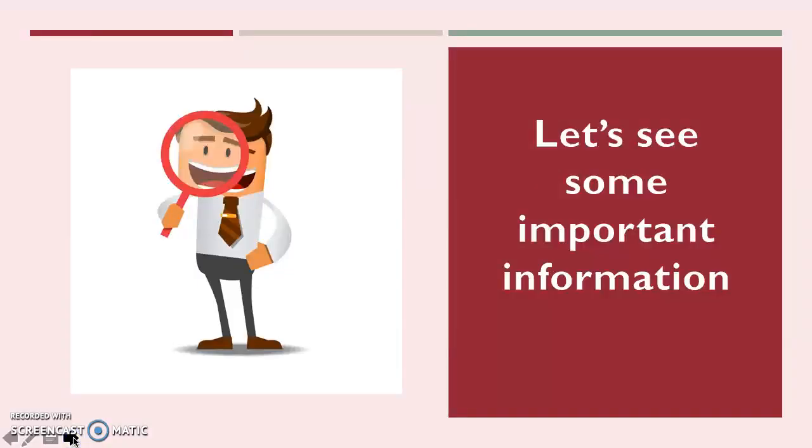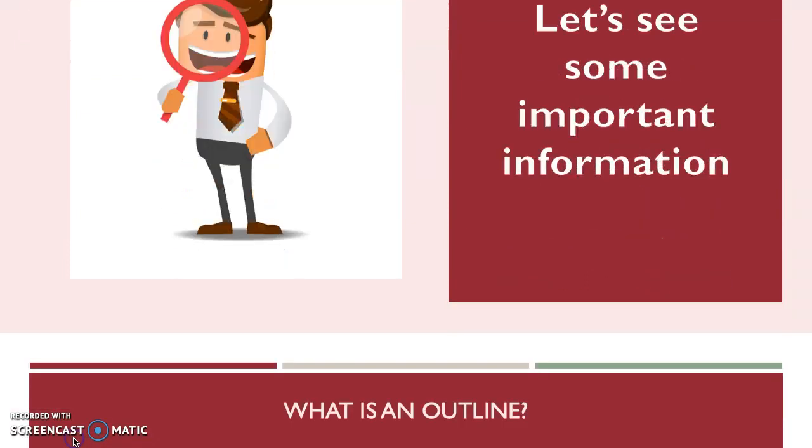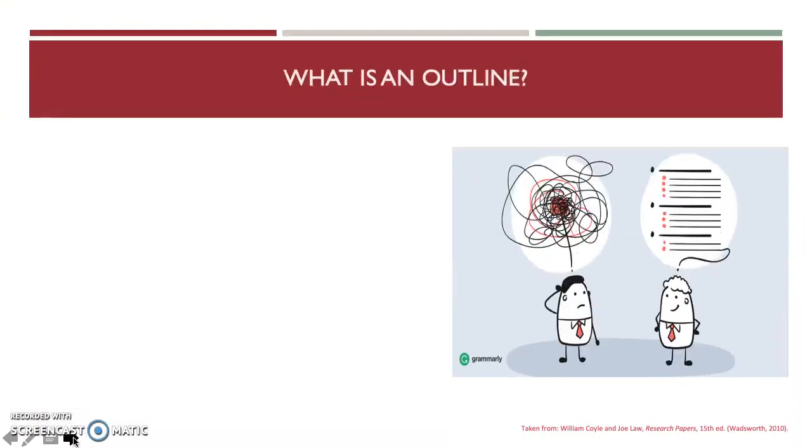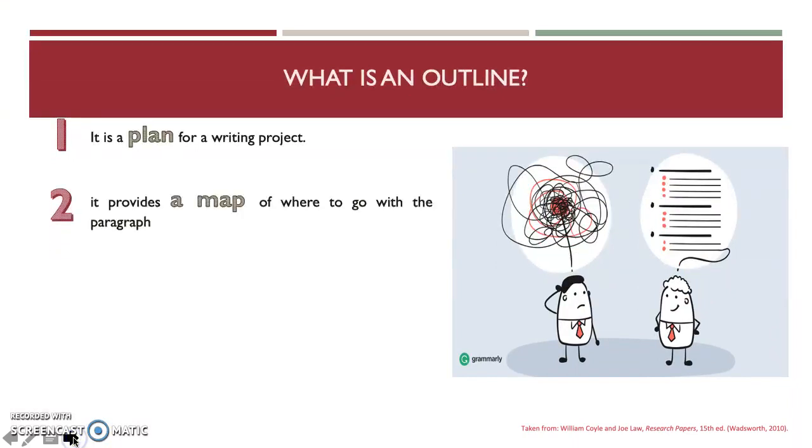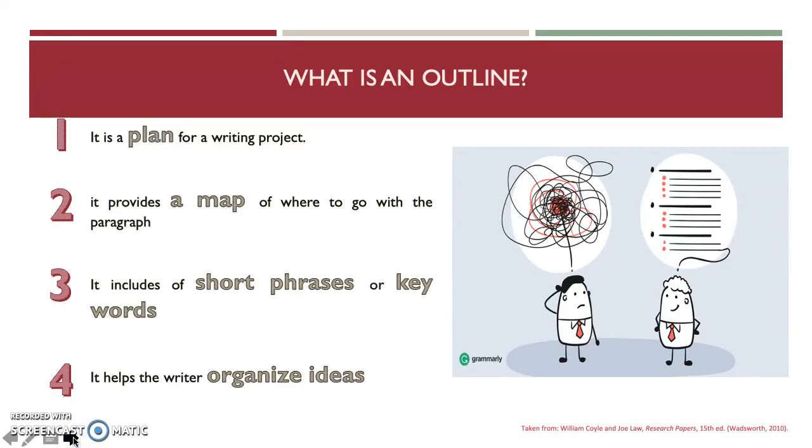Let's see some other important information for you to be ready. An outline. Do you know what this is? Well, an outline is a plan for a writing project. It provides a map of where to go with the paragraph. It includes short phrases or keywords. And it helps the writer organize ideas. Remember, every time you're going to write, you need to do an outline before.